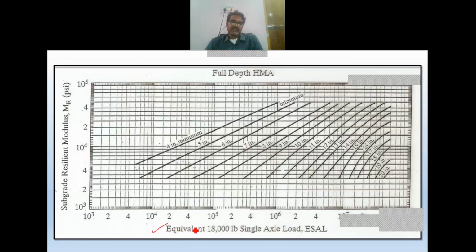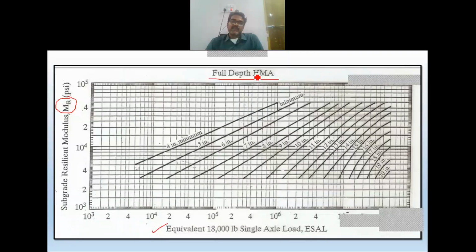That expression is used here also. So that is the x-axis. I can measure this equivalent single axle load. Yes, it is known to you. And see the y-axis, what is written: subgrade resilient modulus MR. In one of the slides, I used M small r, but M capital R is also abbreviated for subgrade resilient modulus, in PSI. In some of the charts available, MR is expressed in megapascals, but in this particular discussion the value is expressed in PSI.